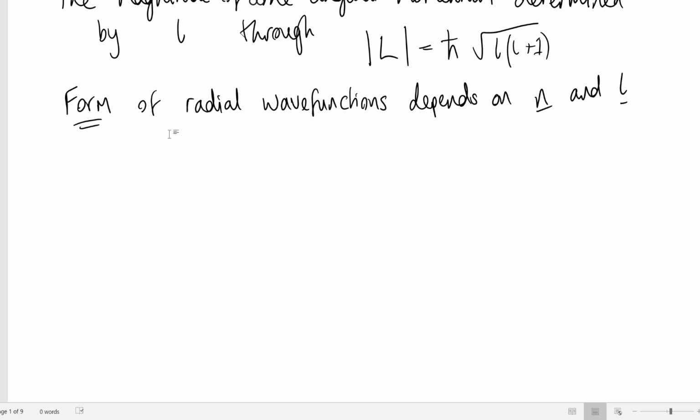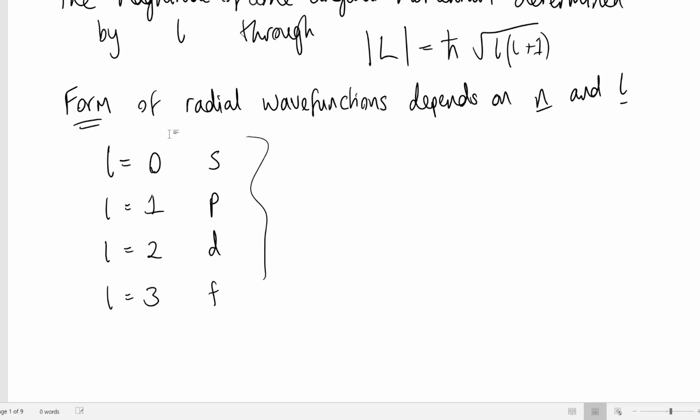And so we've also recognized that when L is equal to 0, we call that an s orbital. When L is equal to 1, we call that a p orbital. When L is equal to 2, we call that a d orbital. And when L is equal to 3, we call that an f orbital. So these assignments are historical. And we've come across this before, of course, in general chemistry.